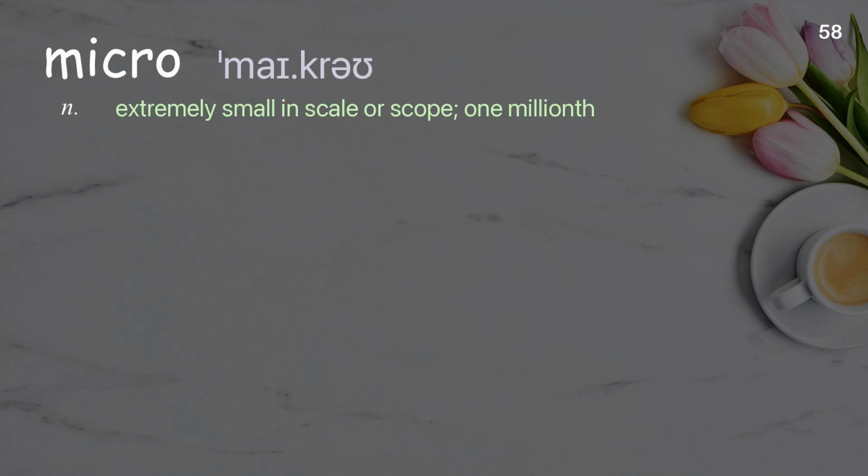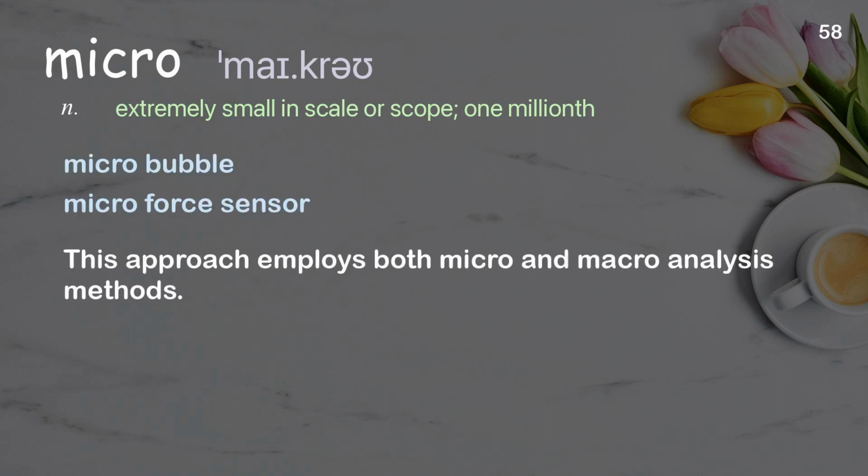Micro: Extremely small in scale or scope, 1/1,000,000th. Examples: Micro bubble. Micro force sensor. This approach employs both micro and macro analysis methods.